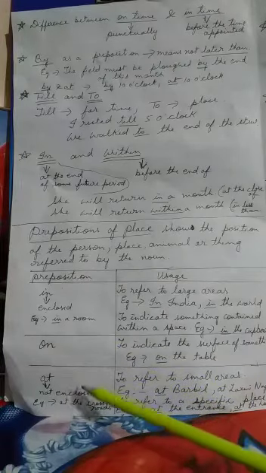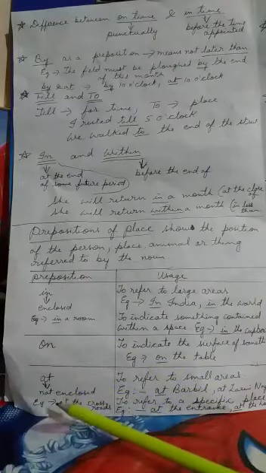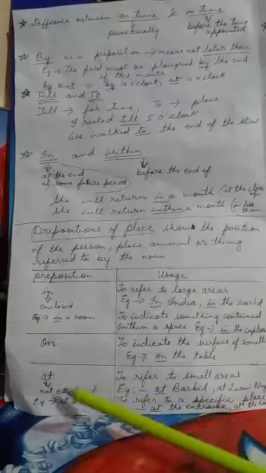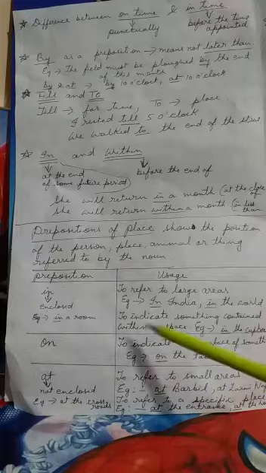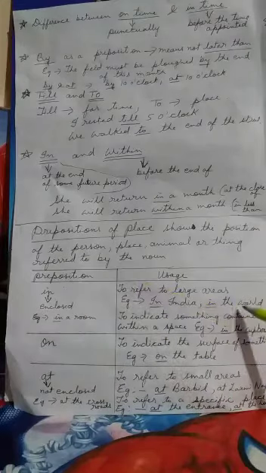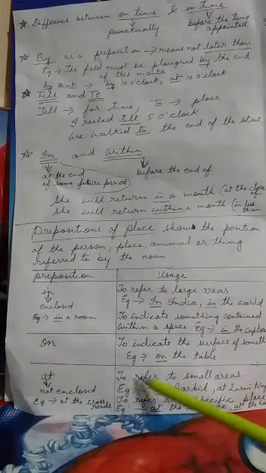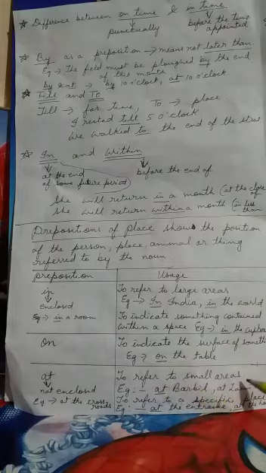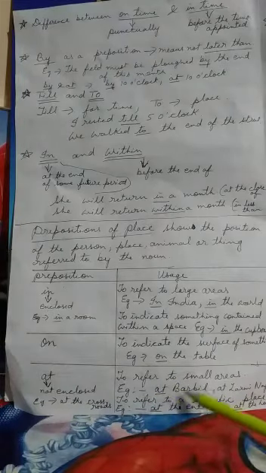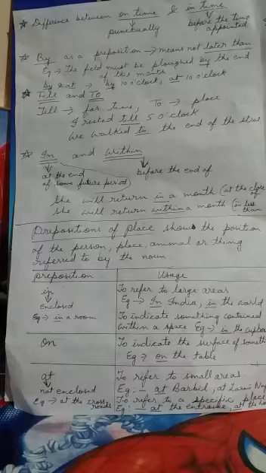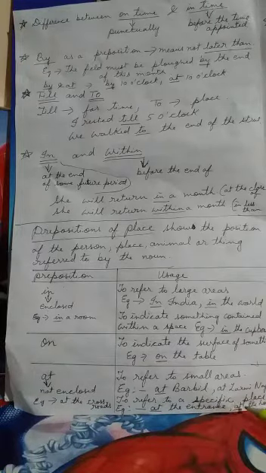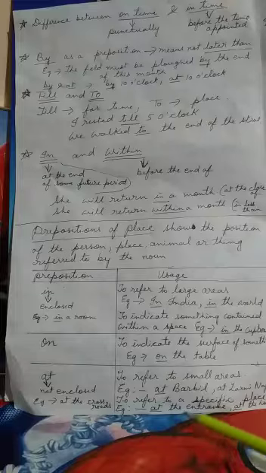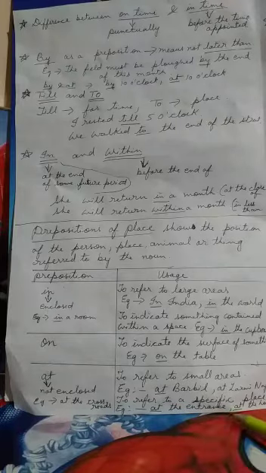Now the next one is at. See, at is quite important. Just as in is used to refer to large areas, at is used to refer to small areas, like at Barbil, at Lakshmi Nagar, small areas. It can also be used to refer to a specific place, like at the entrance, at the hotel.